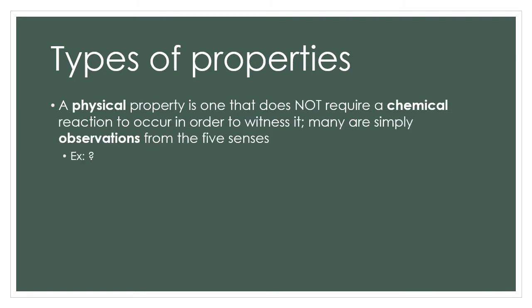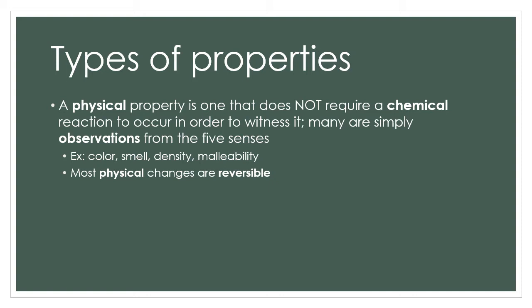Conversely, a physical property would be one that does not require a chemical change to occur in order to witness it. A lot of physical properties will simply be those that are observed through the five senses, although some of them would require a physical change, one where the type of matter involved doesn't change its form in order to observe it. So what might be some physical properties?